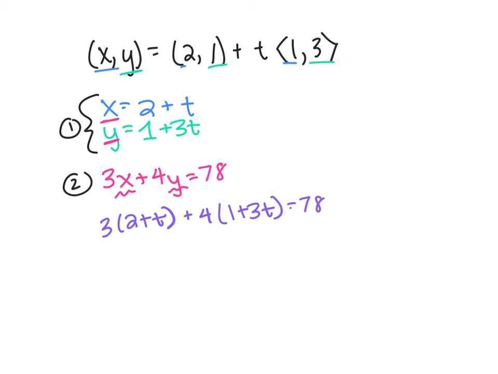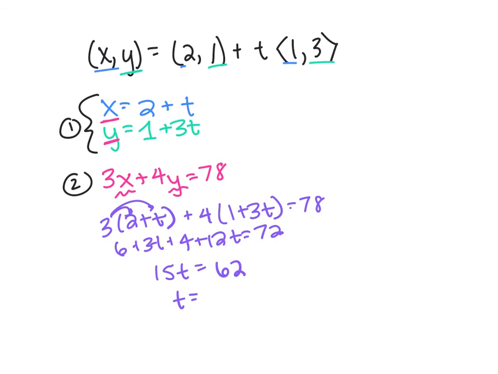So now we can just solve this like a normal equation, because notice we're down to one variable t, and that's our whole goal, is to find that t. So distribute, get our t's together, 15t, 6 plus 4 is 10, subtract that to the other side, gives us 62, divide that out, and we get t equals 4.5 seconds.